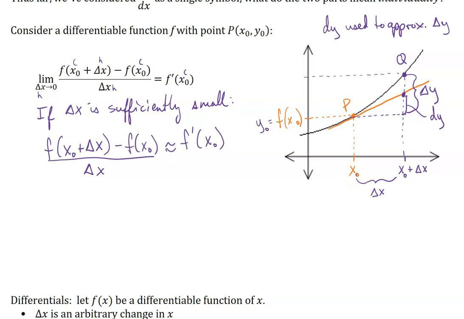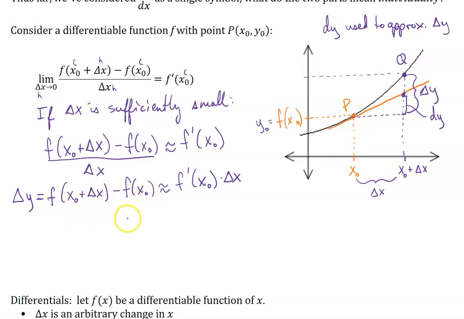Okay, now I'm going to do a little bit of algebra. I'm going to multiply both sides by delta x. So I get f of x sub 0 plus delta x minus f of x sub 0 is approximately equal to f prime of x sub 0 times delta x. So let's look at what these pieces are on the graph, okay? This right here, f of x sub 0 plus delta x minus f of x sub 0, that's the height of point Q minus the height of point P. So this side of the equation is exactly equal to delta y, okay? It's the change in height between point Q and point P.